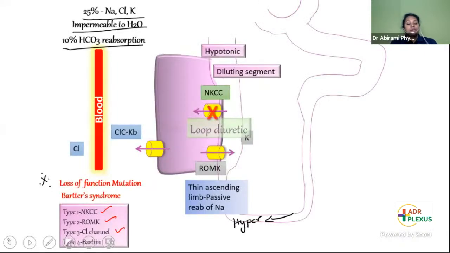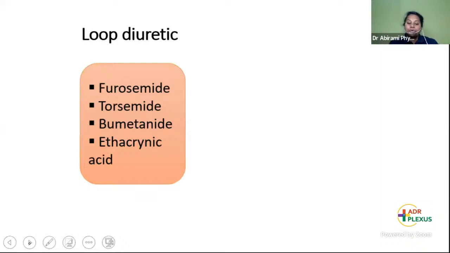So this completes the thick ascending limb, a very important segment. To summarize the thick ascending limb: one important channel for salt reabsorption, NKCC, and one important disease here, Bartter syndrome, one important diuretic, loop diuretics, and the tonicity of the fluid is hypotonic. That's why it is called the diluting segment. What are the loop diuretics? Furosemide, torsemide, bumetanide, ethacrynic acid. All these act at the level of the loop.